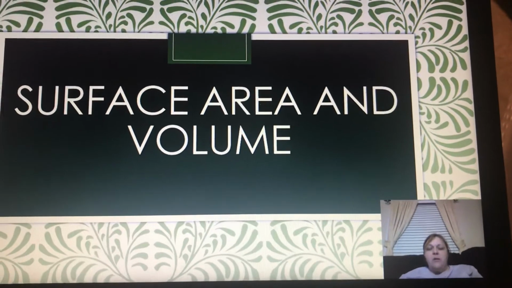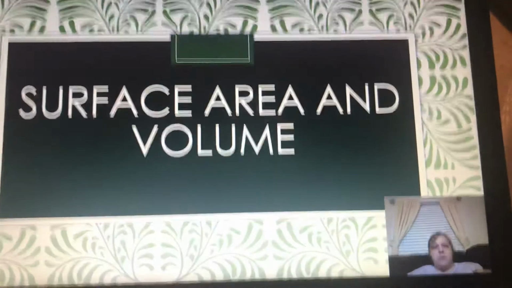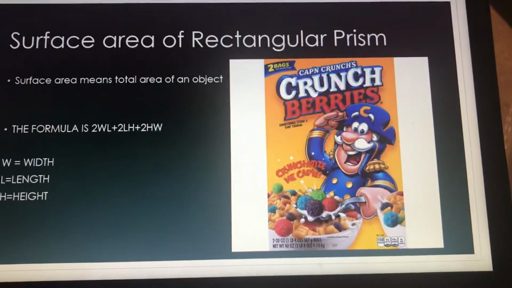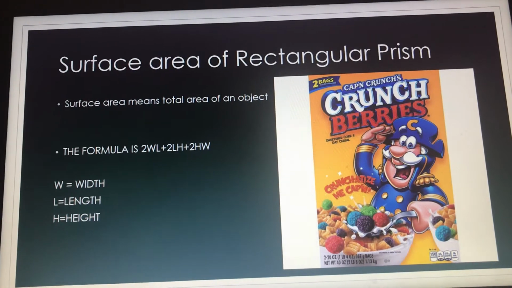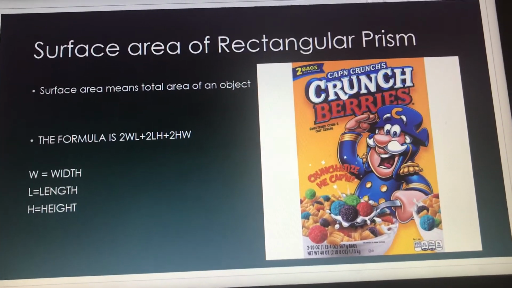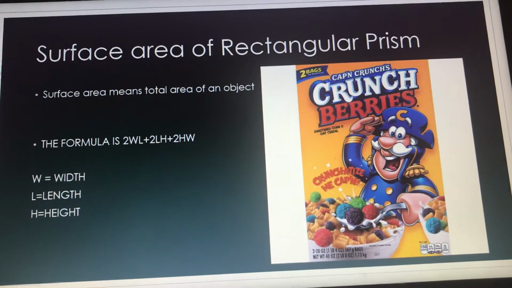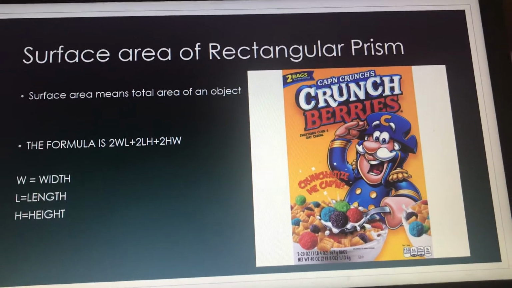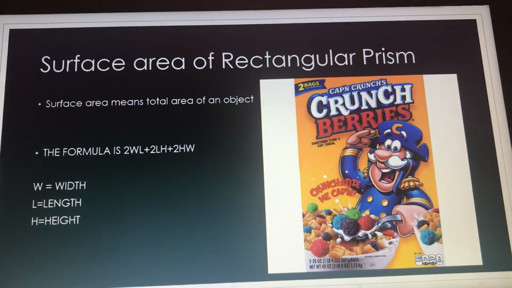This week we're only doing the surface area and volume of a rectangular prism and cylinders. Next week it's on other objects. Surface area of a rectangular prism, that's what we're going to talk about first. Surface area means the total area of an object. For instance, if you had a box of Captain Crunch and you opened up that cereal box and looked at all the flaps, the surface area is all of that cardboard that is made to make that cereal box.